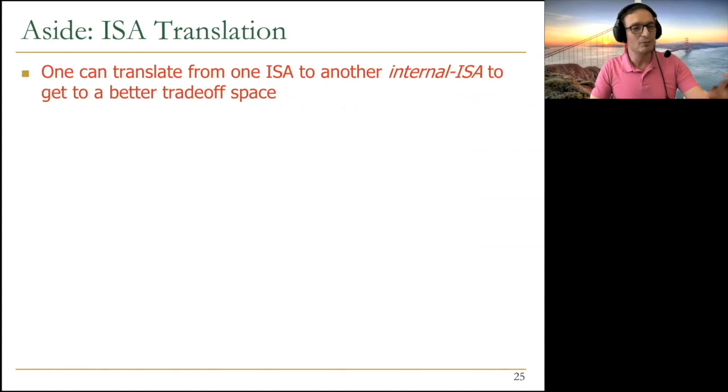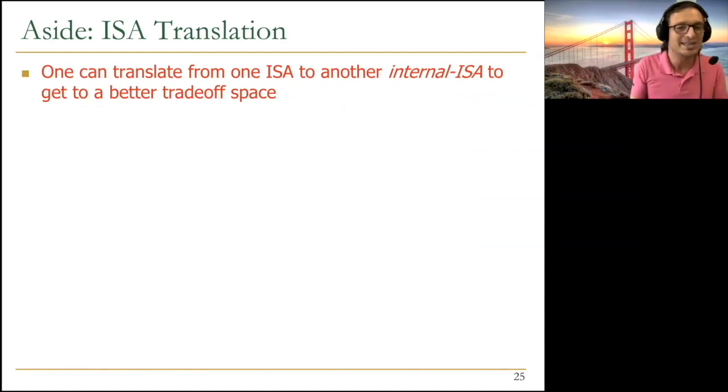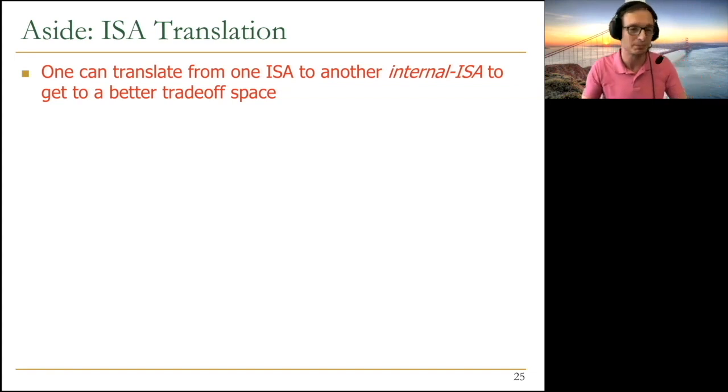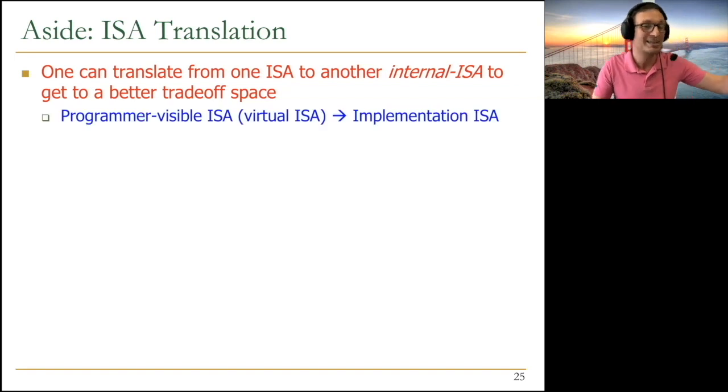Okay, let me give you one aside and we will conclude VLIW. I give this aside because we talked about ISA translation before, but I'm going to talk about why Transmeta translated the x86 ISA to VLIW. Basically, we said earlier that one can translate from one ISA to another internal ISA to get to a better trade-off space. Your programmer-visible ISA may not be great, x86, let's say, but you can make your implementation ISA really cool and easy to design hardware for, right? And in between, you employ some translation mechanism.